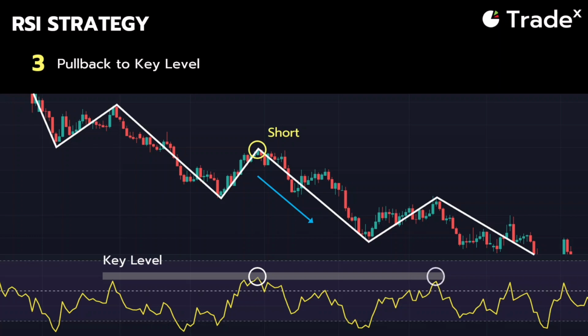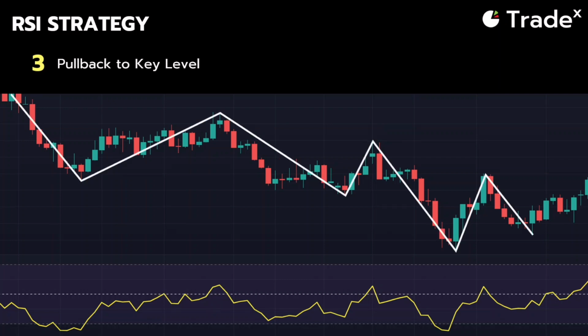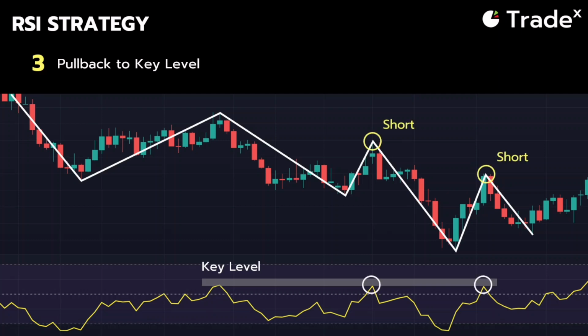If the RSI returns to this key level, the strategy can be applied again, taking advantage of repeated opportunities in the downtrend. Similarly, this example shows a downtrend market with pullbacks. The RSI remains below the 50 line most of the time, confirming the bearish trend. At the peak of each pullback, the RSI rises to a specific level known as the key level. If the price returns to this key level and then bounces back down, traders might consider entering the market, expecting further declines.